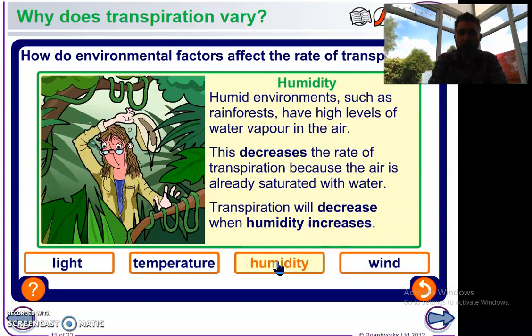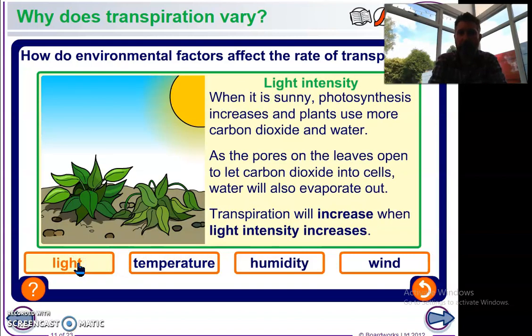Humidity has almost the opposite effect. If it's a very humid day, that means there's a high level of water vapour in the atmosphere, and that's going to reduce transpiration because there's a lower concentration difference between inside and outside the plant. And if you think about diffusion, and you think about osmosis, all of these processes are sped up by a greater concentration difference. Light also affects it, because if it's very sunny, then the rate of photosynthesis increases. And what that will then do is more water vapour is being used, and that will then increase transpiration. So transpiration increases when light intensity increases.